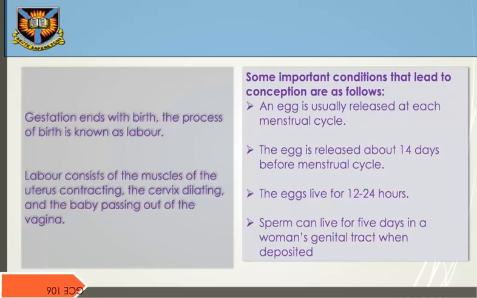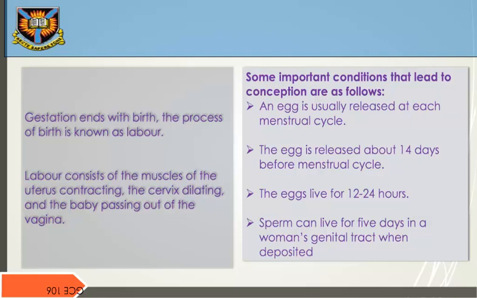Gestation ends with birth. The process of birth is known as labor. Labor consists of the muscles of the uterus contracting, the cervix dilating, and the baby passing out of the vagina. Some important conditions that lead to conception are as follows. An egg is usually released at each menstrual cycle. The egg is released about 14 days before the menstrual cycle. The eggs live for 12 to 24 hours.